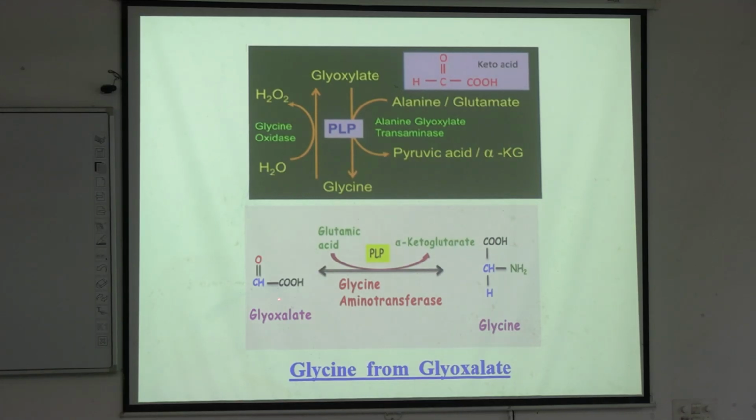So once glyoxylate is there, you add glutamic acid, and transamination reaction always requires pyridoxal phosphate. So that glutamic acid is getting converted into keto acid. Glyoxylate is getting converted into an amino acid as glycine. Okay.